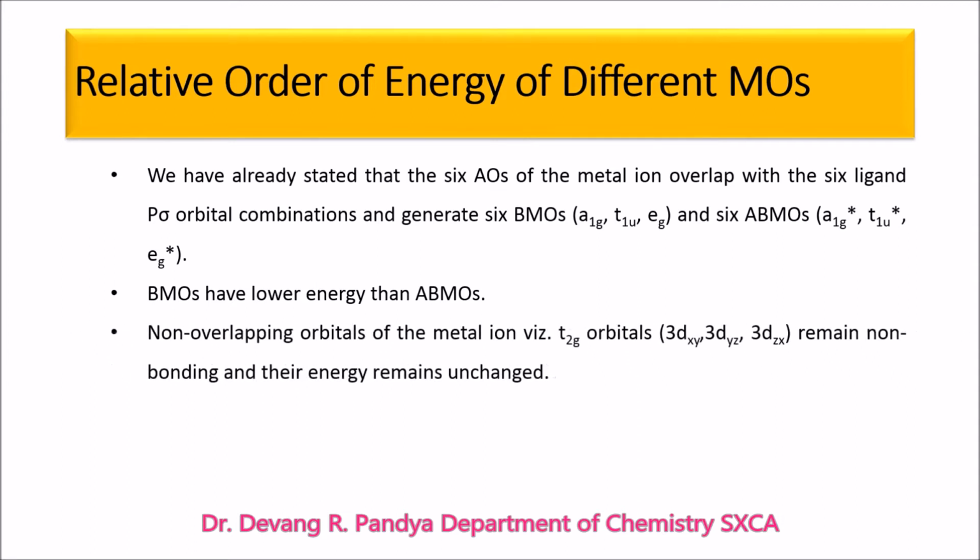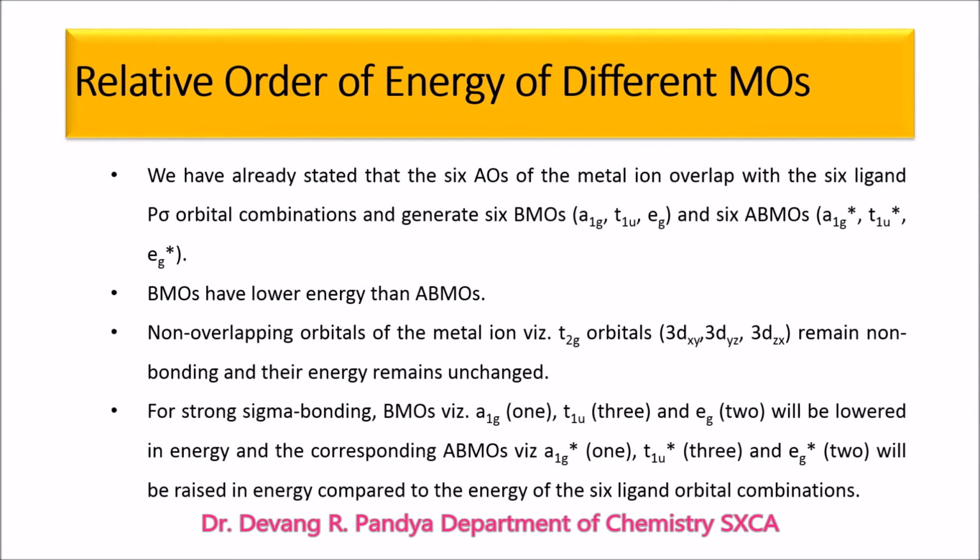Now, non-overlapping orbitals of the metal ion. For T2g orbitals, we have 3dxy, 3dyz, and 3dzx. These are non-overlapping orbitals. That means they won't participate in overlapping, and therefore they remain non-bonding. Their energy remains unchanged. What does it mean? Their energy remains equal to the energy of the atomic orbital of 3d for the metal ion.